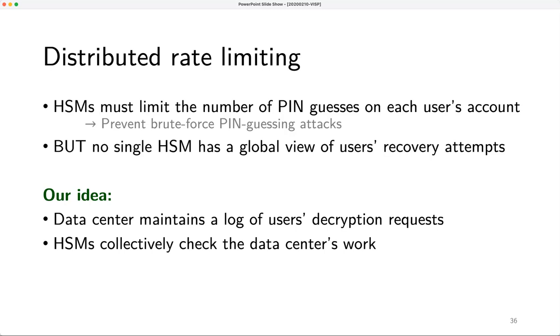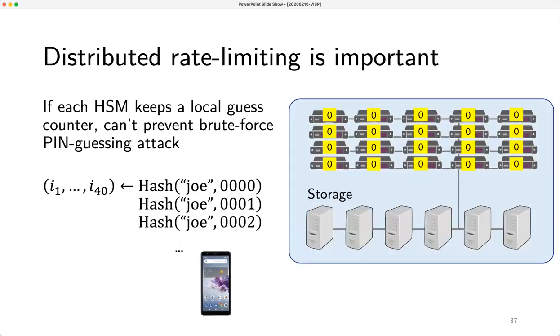So our idea is to have the data center, again, outsource this work to the data center. The data center maintains a log of each user's decryption requests, and the HSMs enforce this rate limiting property on the log. I'll explain in a little more detail how this works, but first I just want to drive home what the problem is.